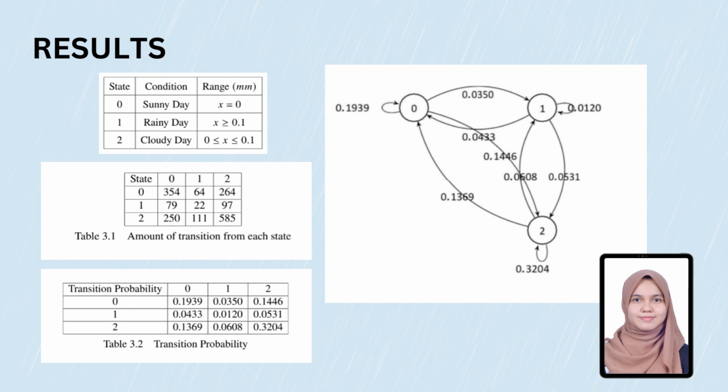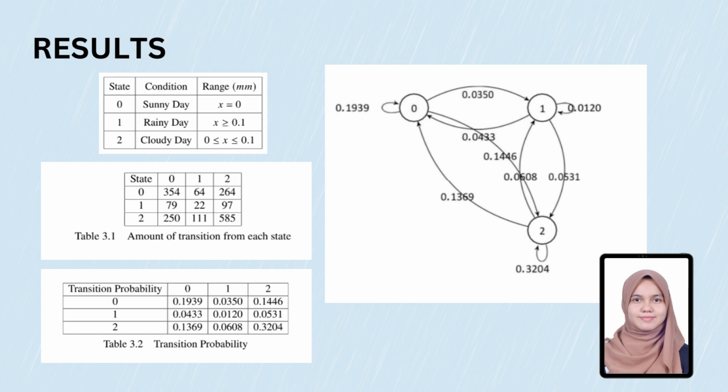From this, we can construct the probabilities: 0 to 0 is 0.1939, 0 to 1 is 0.0350, and 0 to 2 is 0.1446. 1 to 0 is 0.0433, 1 to 1 is 0.0120, and 1 to 2 is 0.0531. Meanwhile, 2 to 0 is 0.1369, 2 to 1 is 0.0608, and 2 to 2 is 0.3204. The data can be represented in a DTMC diagram. The DTMC diagram is as follows.